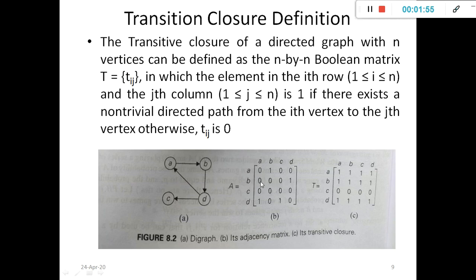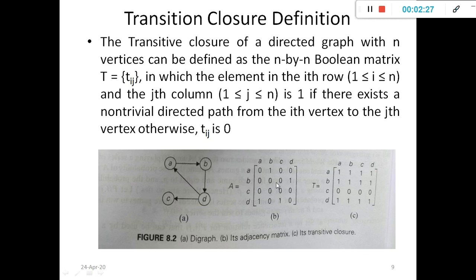Similarly, from b to a no edge, 0, b to b 0, b to c 0, and b to d there is a path, 1. Similarly, from c to a 0, c to b 0, c to c 0 and c to d 0. That is nothing but there is no outgoing edge from the vertex c. Similarly, from d to a 1, d to b 0, d to c 1 and d to d 0. This is how to convert any given directed graph into its adjacency matrix.